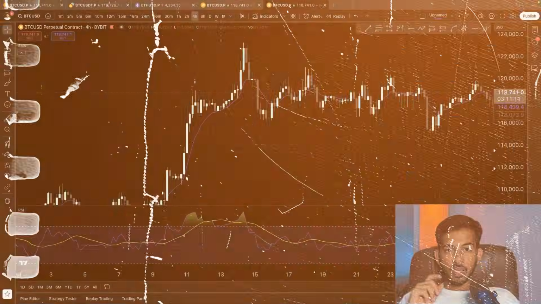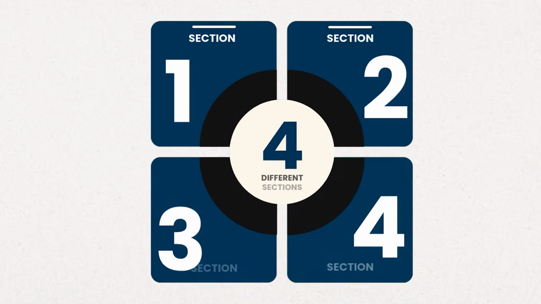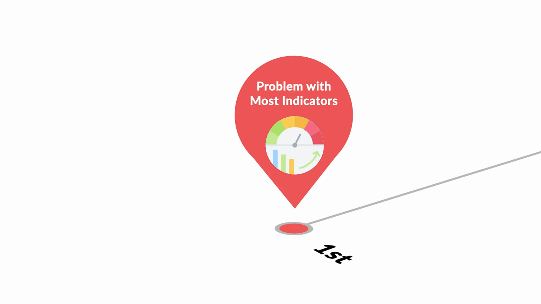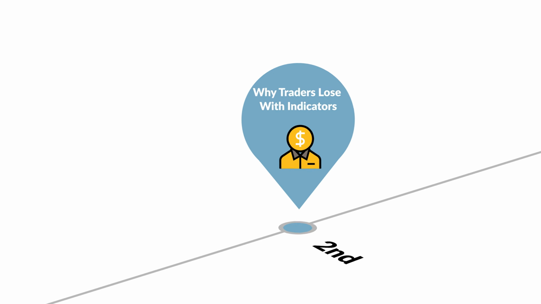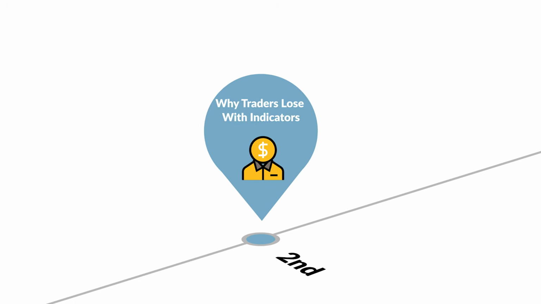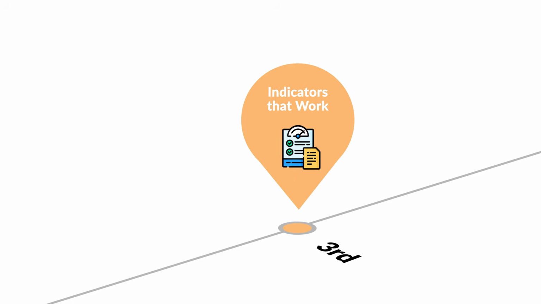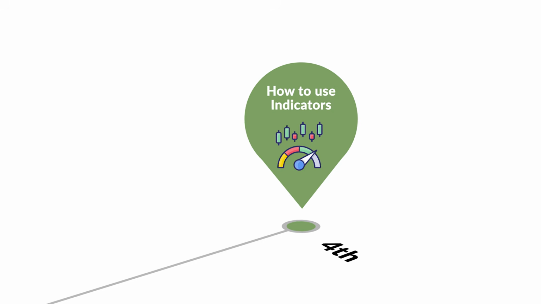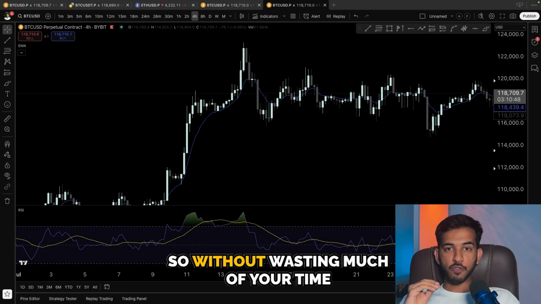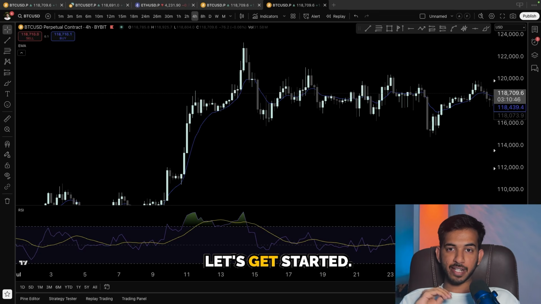So let's get started. This video will be divided into 4 different sections. First, the problem with most indicators. Second, why traders lose with indicators. Third, we will be talking about the indicators that actually work. And fourth, how to use all of these indicators properly. So without wasting much of your time, let's get started.